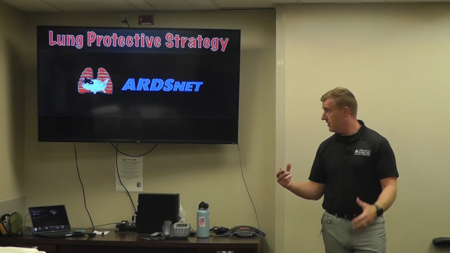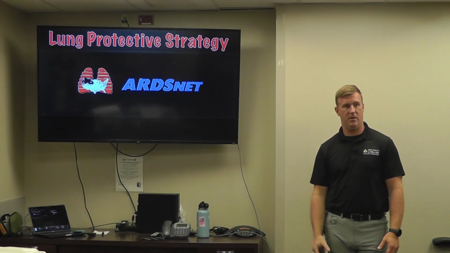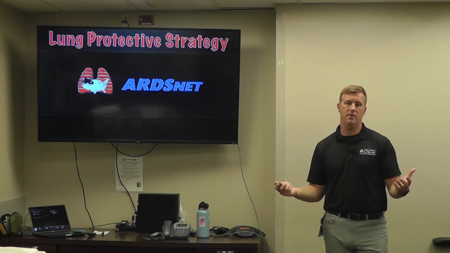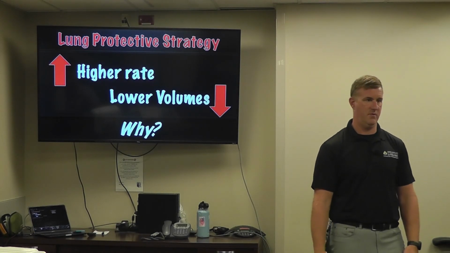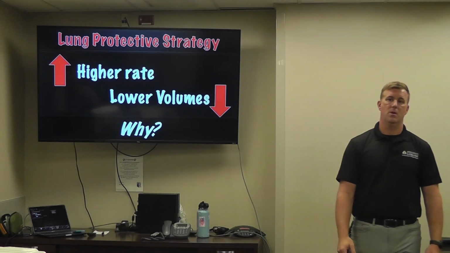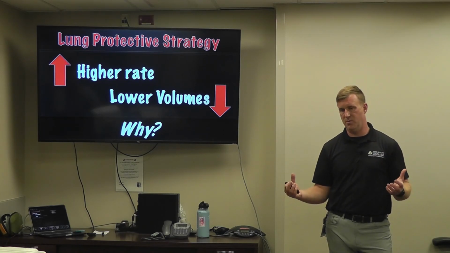So they all kind of got together, and the little blue dots are where they did the study. Both Hopkins and University were part of the ARDSNet stuff, and the big tenet they took away from it is that we needed to run higher rates and lower volumes, right? So really what they figured out is that we were overdistending people's lungs. We were giving them volumes too big.